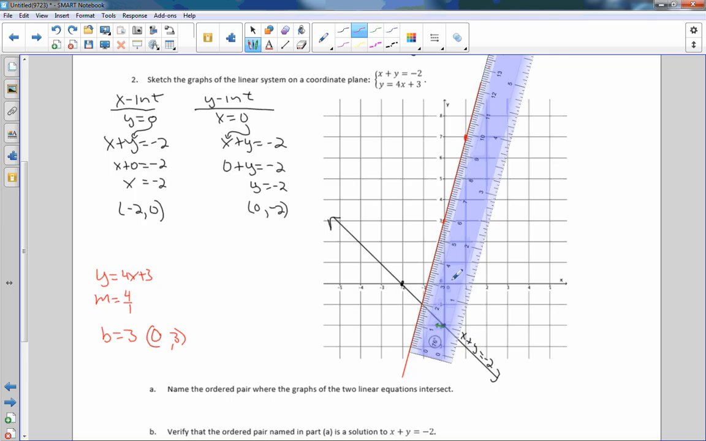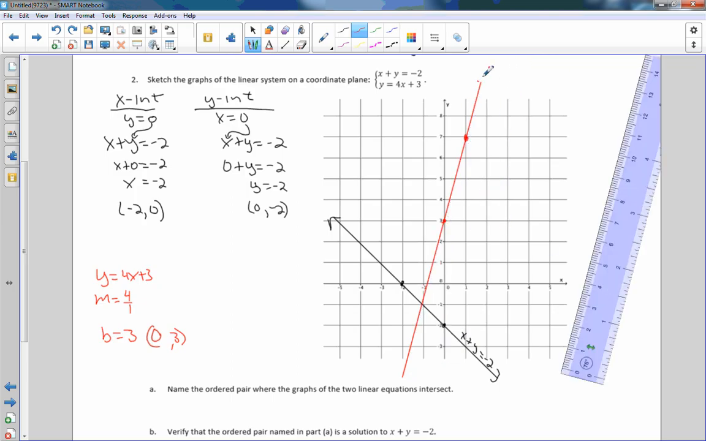And that looks pretty good right there. We're off a smidgen, but we'll see where that's crossing. So my point of intersection, now it says name the ordered pair where the two lines intersect. It is actually right here. I was off a little with my ruler, but it's (-1, -1).